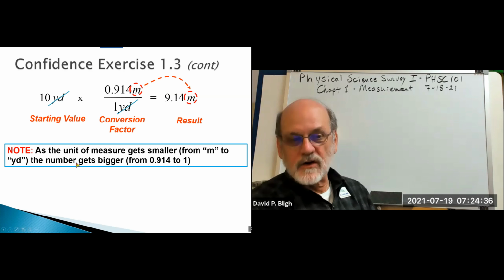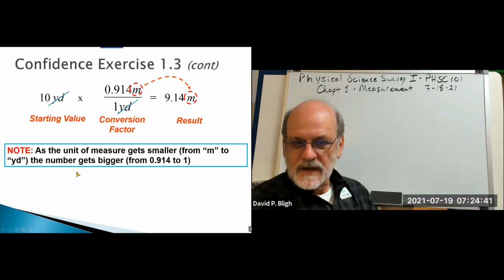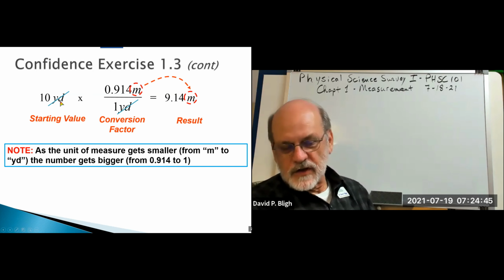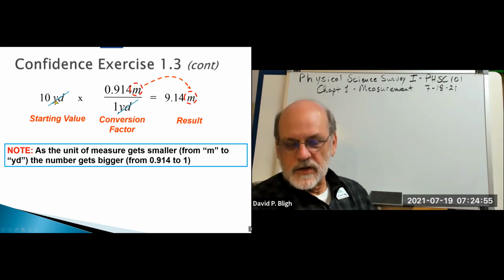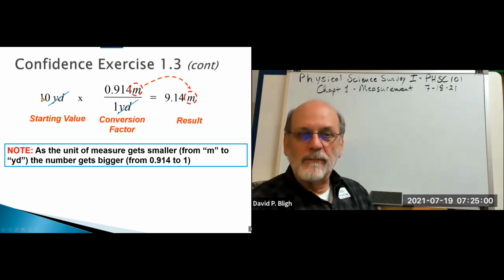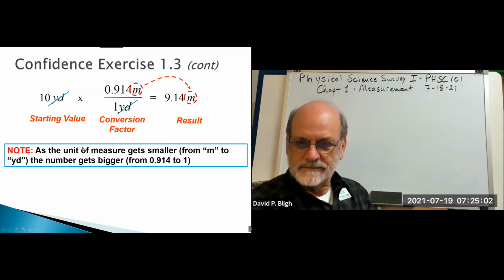And I'm just reiterating this one. As the unit of measure gets smaller, the number in front of it gets bigger. So the unit of measure here, the yard, is smaller than the meter. So the unit of measure is getting bigger, going from yard to meters. So the number has to get smaller.